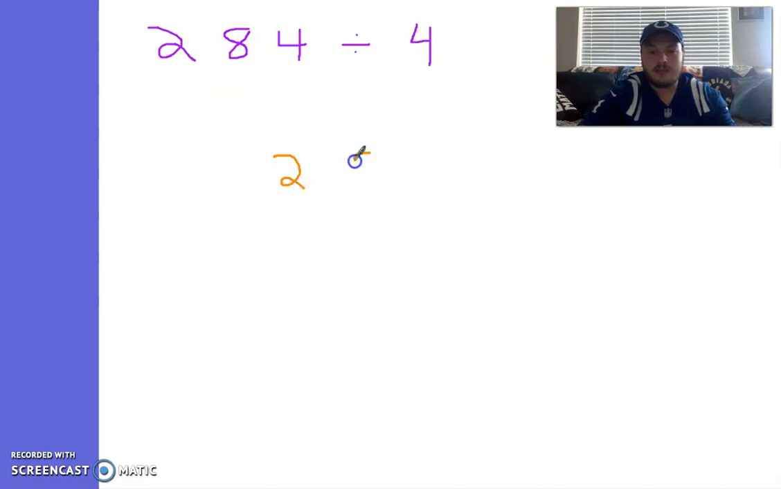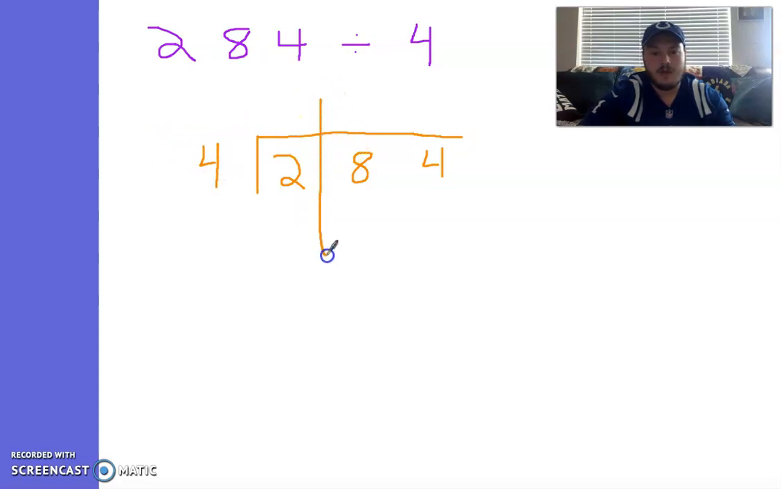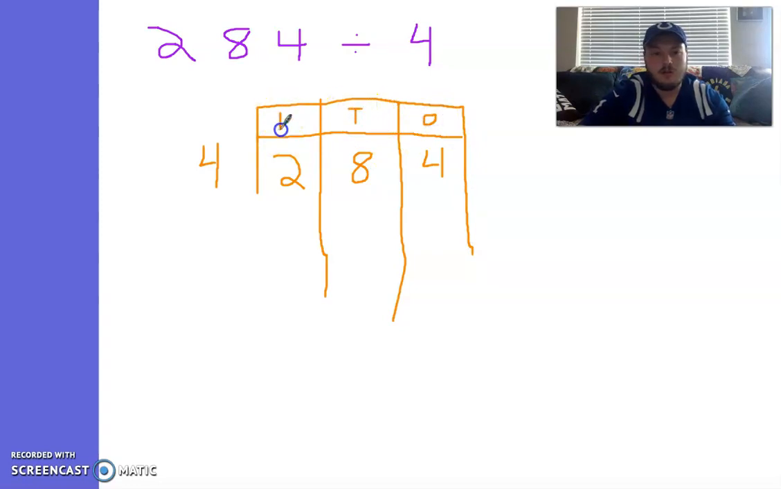You can start by writing it just like you would a long division problem with your 4 on the outside, but this time we are going to break apart our numbers using these lines. And if we need to, we can also name our place values. Again, this will be our ones, our tens, our hundreds. We've set it up, so now let's list our multiples.